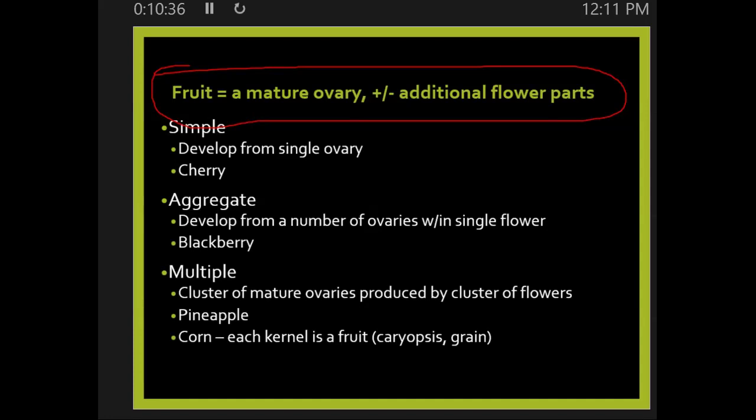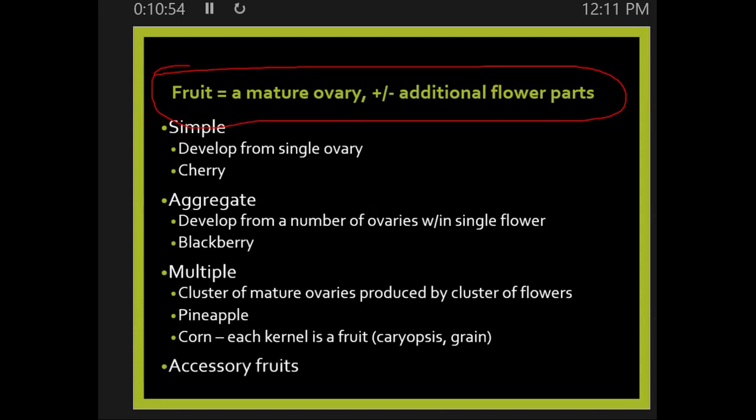So we'll look at corn more carefully, but when you look at the corn on the cob, each kernel is technically a fruit. It's a dry fruit, but it's a fruit. And it's a grain type of fruit.